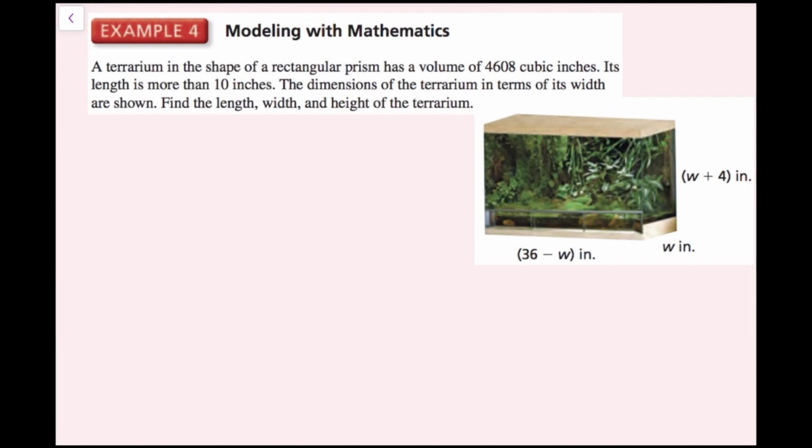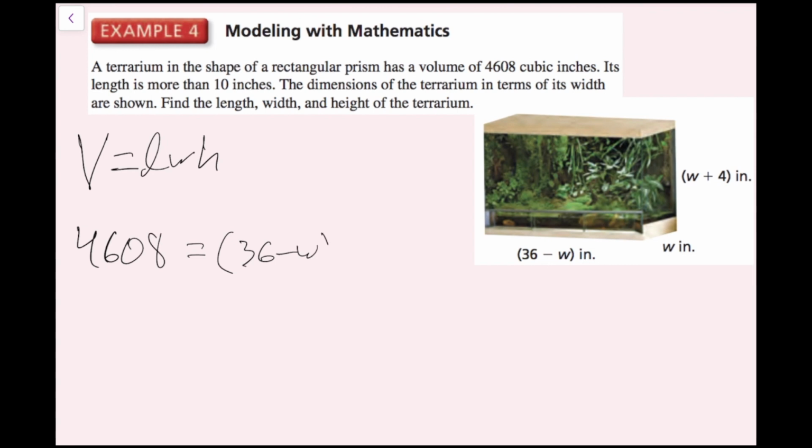Well, I know the volume of a rectangular prism is just equal to the length times width times height. I'm given all of those: the length, width, and height in terms of the width, so I can multiply all these out. I also know that this is 4,608 cubic inches. So I'm going to rewrite this as 4,608 equals my length, which is 36 minus W, times my width, times W plus 4, which is my height.